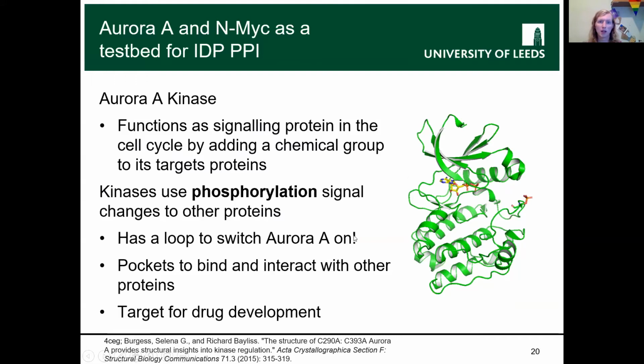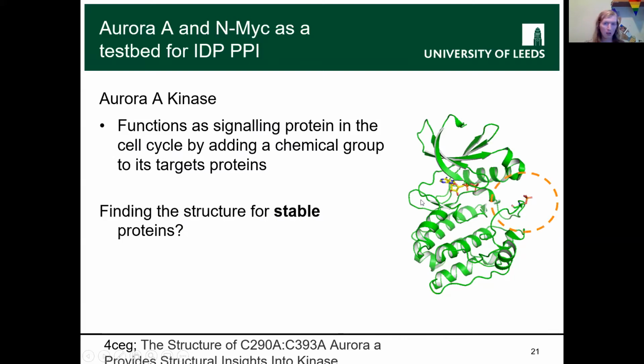So Aurora A has a site for itself being phosphorylated to switch it on. It has pockets that things bind into, which other proteins use to interact with it, and it's a critical target for drug development because it's involved in cancer.